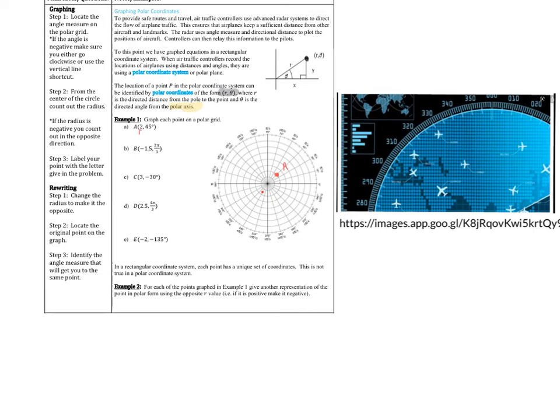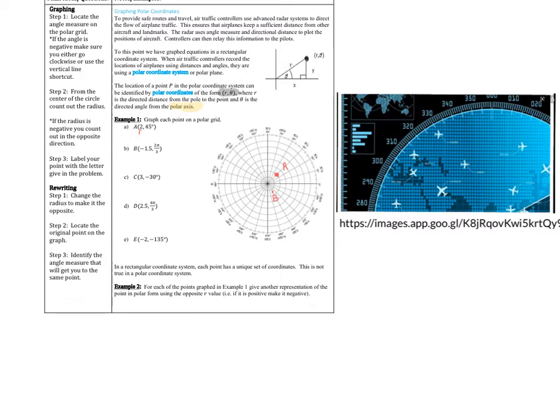So if I count it, here's my pi over 3. And then I want to go to 2 pi over 3, right there. And so then that's going to be negative 1.5, 2 pi over 3. So you're counting from the x-axis and you're going counterclockwise 2 pi over 3. And it takes getting used to, again, like I said. Okay, so I'm going to go ahead and graph that point. So negative 1.5, 2 pi over 3, right there, and label it.